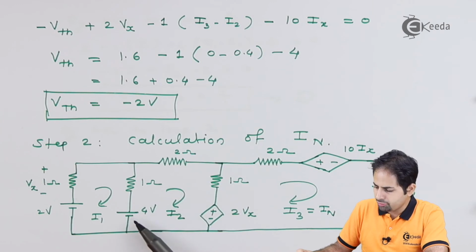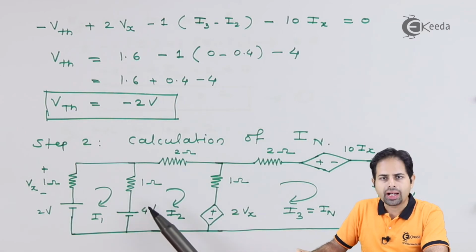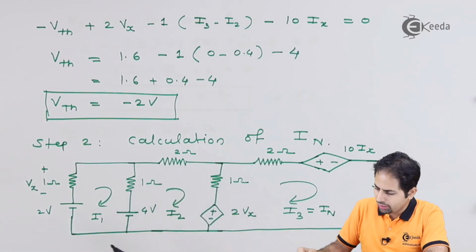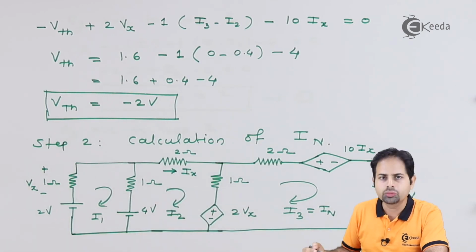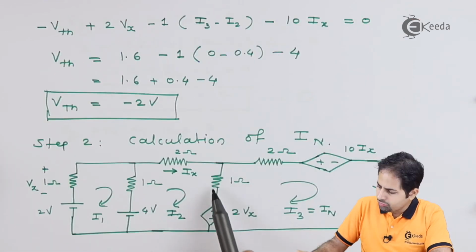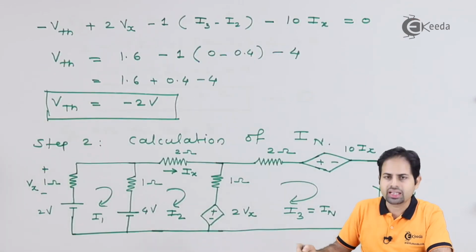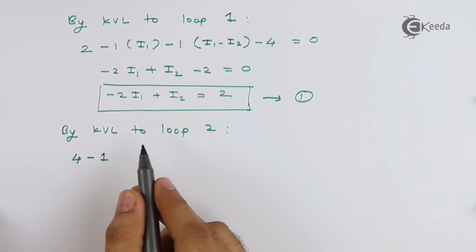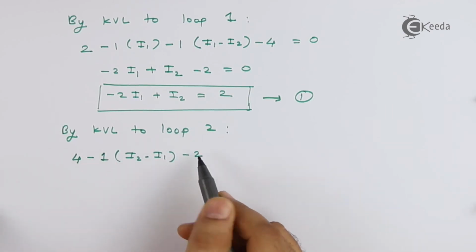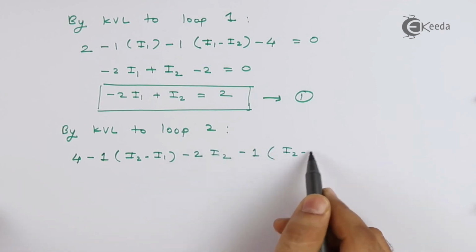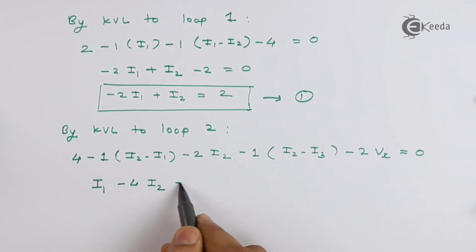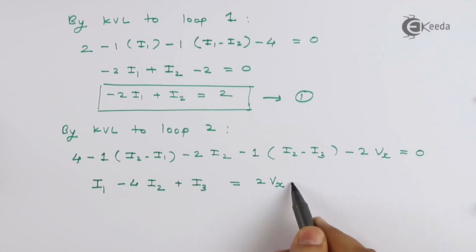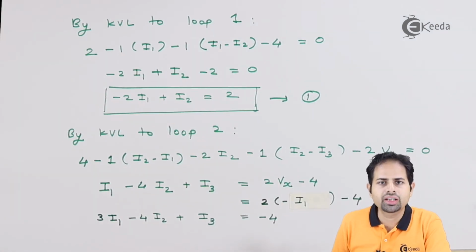You can see if we apply KVL, it will be 4 because minus to positive is positive. So 4 minus 1 into I2 minus I1, then minus 2 into I2. Well, this current here is Ix, which is given to us, which is same as I2. This is nothing but Ix. If you go for this one, this will be minus 1 into I2 minus I3. So this is our again equation number.